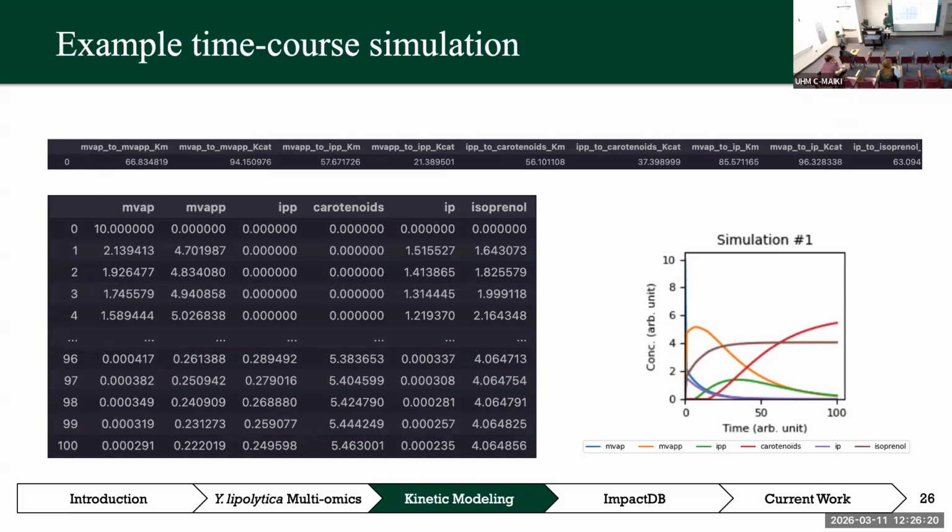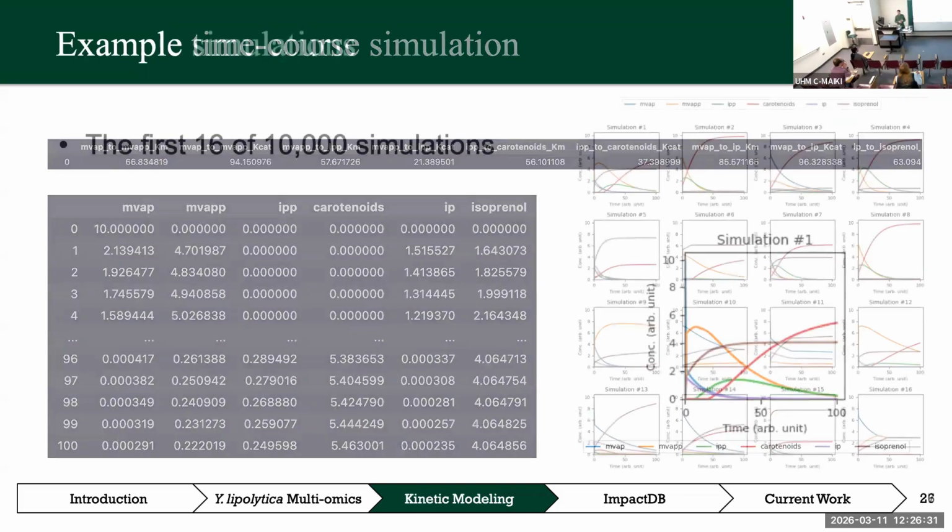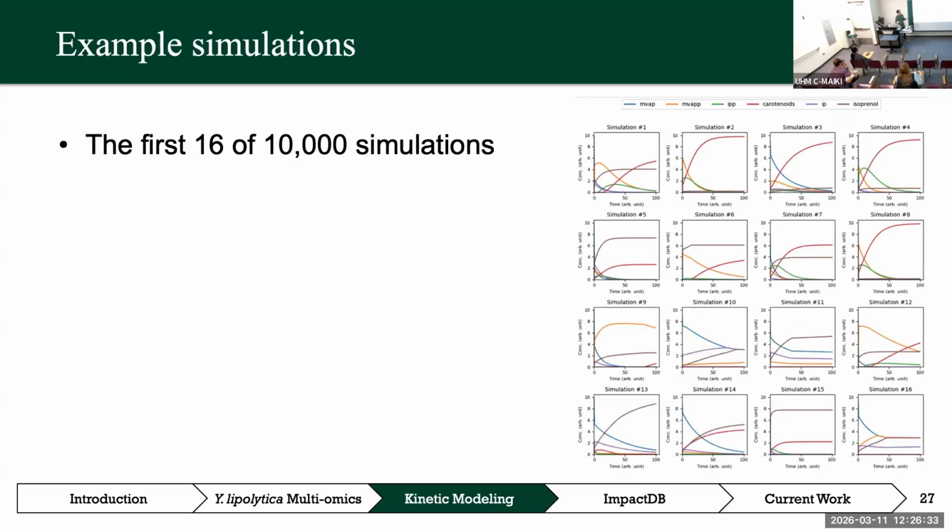For this first simulation, we see that more carotenoids were made than isoprenyl. But on its own, it's hard to say why that happened. So we want to do this a lot of times. We did it 10,000 times, and these are the first 16 results.